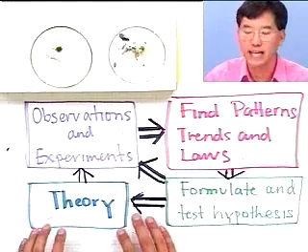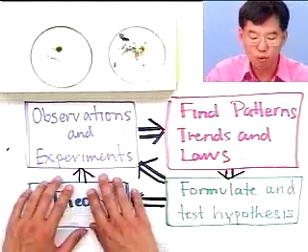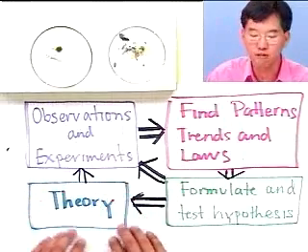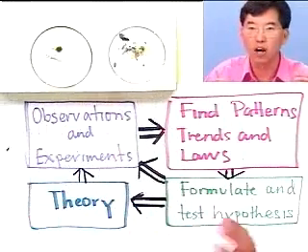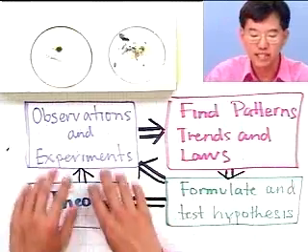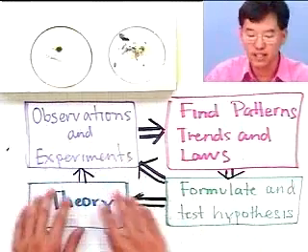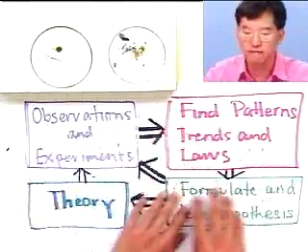And what a theory is, it's a way to explain everything. In other words, it's a way to explain combustion. It's an all-encompassing idea that explains the observation. So it's the top of the heap in the evolution of the scientific method.